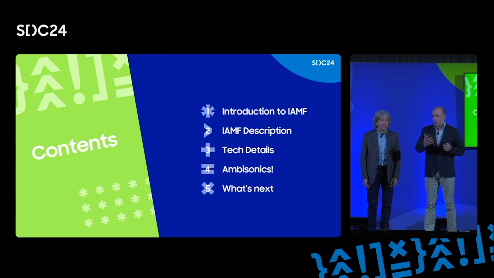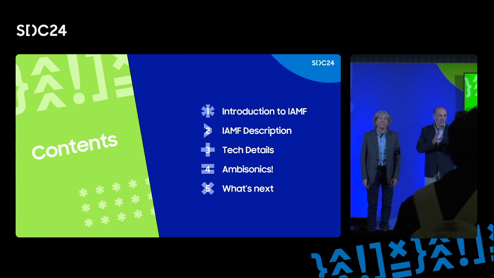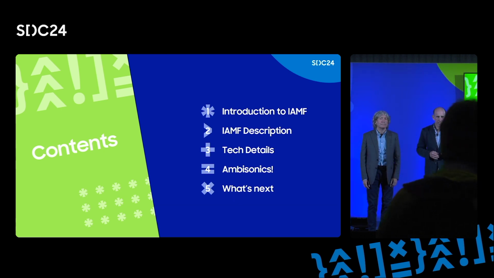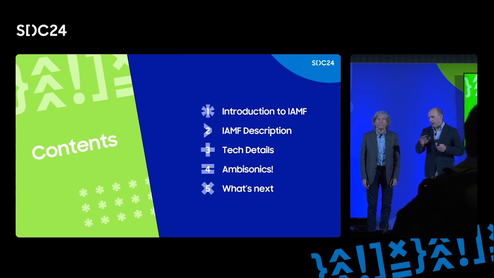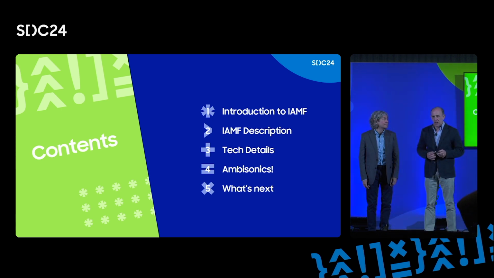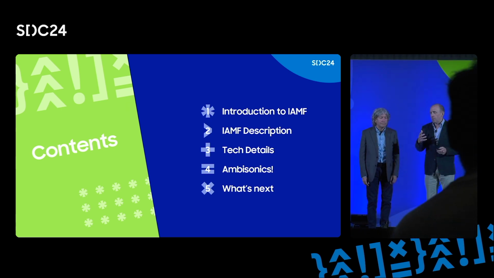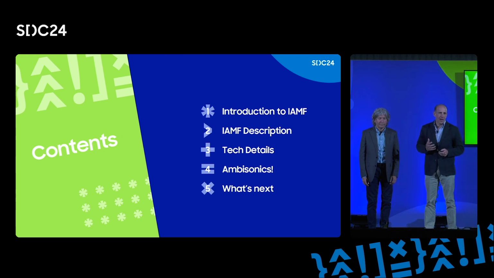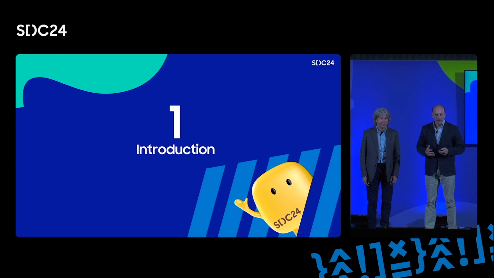So we're going to start with an introduction to IAMF, talk to you a little about the technology itself, provide a description of the technology, delve a little at a very high level into the technical details, then talk about one of the most powerful features of IAMF, which is ambisonics, and then briefly touch on what's next for Samsung and Google and the development of the technology.